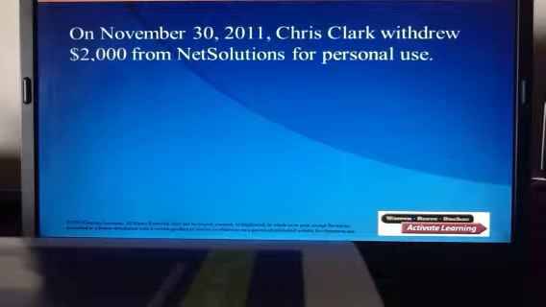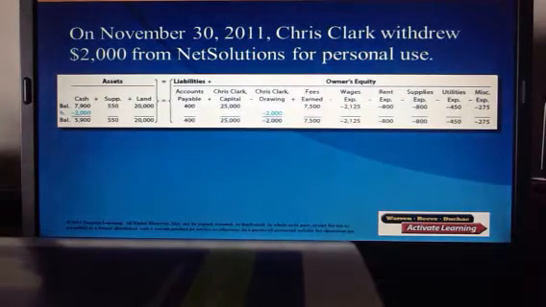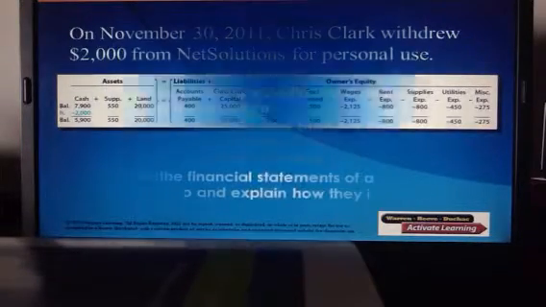Finally, on November 30th, Chris Clark withdrew $2,000 from Net Solutions for personal use. So cash went down by $2,000. When the owner takes money out of the business for personal use, it's called drawing. And drawing is part of owner's equity, and it reduces owner's equity. So you see the new account, Chris Clark Drawing, and it's listed as a negative again because it's reducing owner's equity.